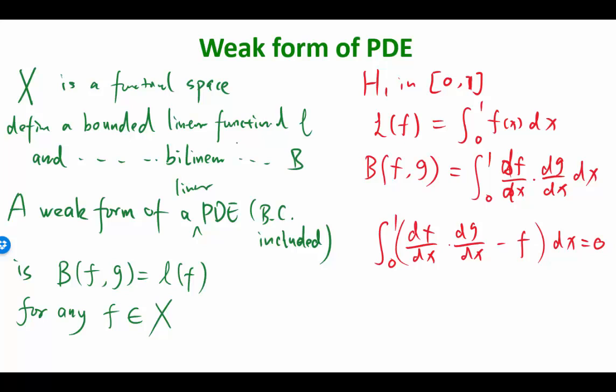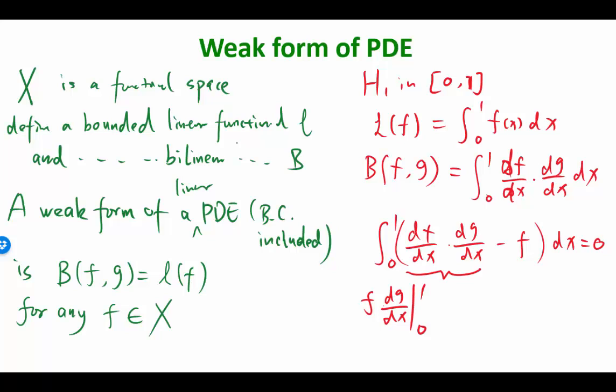Okay, what if I do integration by parts on the left hand side? Basically, I want to take the derivative off f and put that derivative on g. So g gets a double derivative and f gets out of the derivative. So first of all, I get a boundary term, that is f times dg dx at 0 and 1.